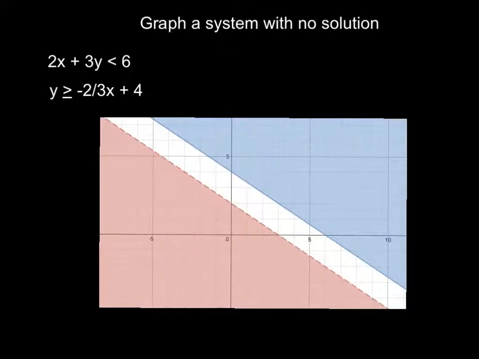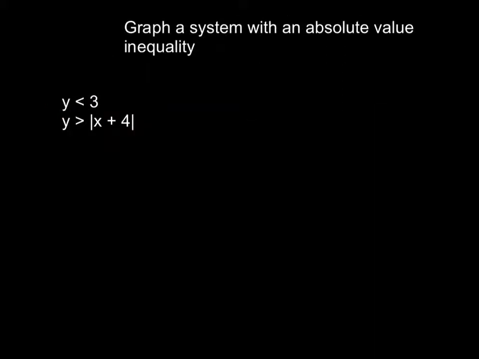So for this graph, our inequality in red is this one above, and our inequality in blue is this one below. And we can see that these two lines are parallel, and therefore these two inequalities, their regions do not intersect. So finally, we can graph a system with an absolute value inequality.